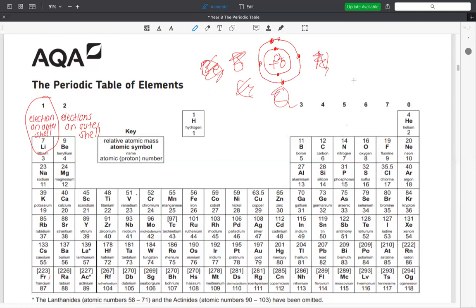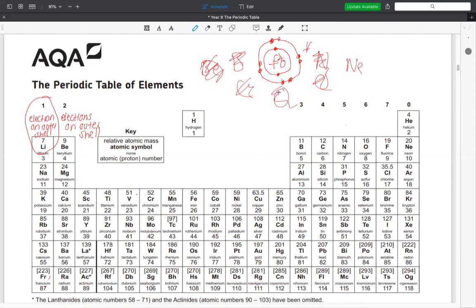And oxygen is going to have 6 on the outer shell. Fluorine is going to have 7. And neon is going to have 8. And hopefully that drawing helped you out a bit and helped you understand it a little bit better.